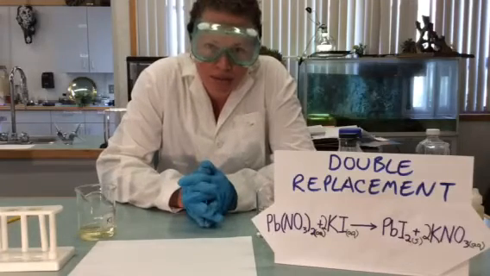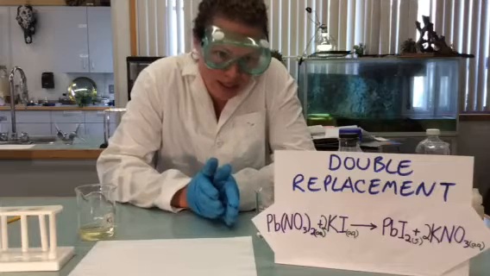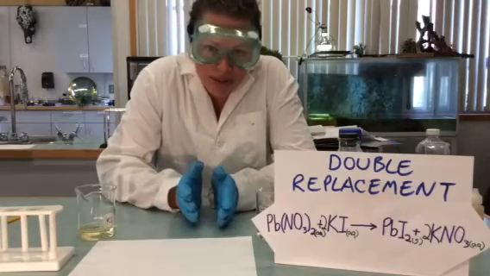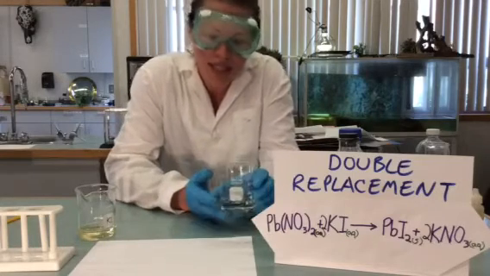So here we are with double replacement. Now, for a double replacement, you're going to have a metal and a nonmetal, and another metal and nonmetal, and they're going to switch partners. So in this case, I have lead nitrate.